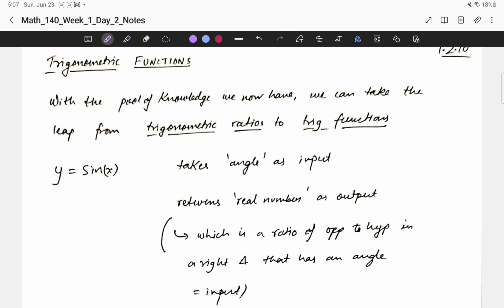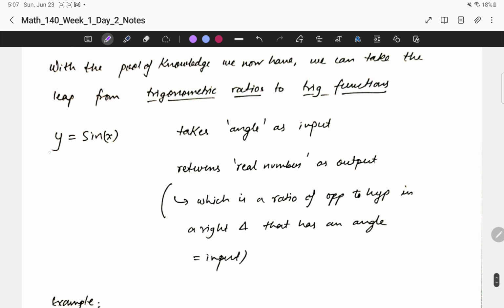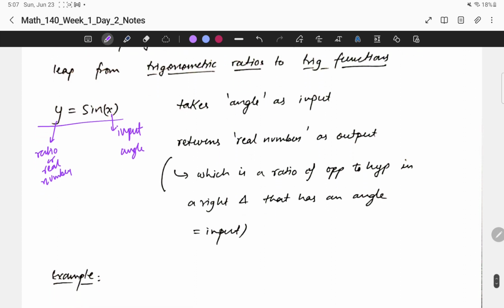Now, as a conclusion to this section, the point is that there is a relation, or we can take this leap from trigonometric ratios to trigonometric functions, and we write them as y equals sine x. And the input, that is x, is going to be angle, and it returns a real number as output. And what is this real number?